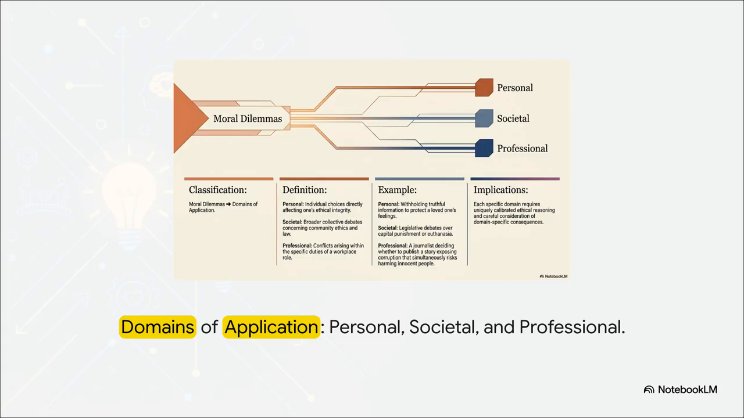Now, what's really interesting here is how these dilemmas actually scale across different spheres of human experience. We can classify their application into three distinct domains. First up, personal dilemmas. These directly affect one's ethical integrity, like deciding whether to withhold the truth just to protect a loved one's feelings. Second, societal dilemmas, which encompass broader community debates like capital punishment. And finally, professional dilemmas, such as a journalist deciding whether to publish a story that exposes corruption but risks harming innocent people in the process.